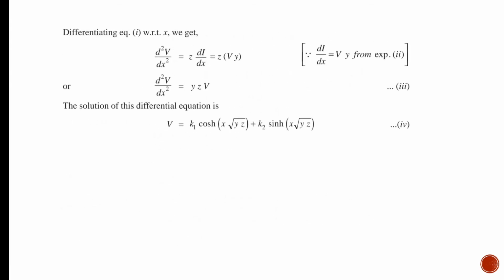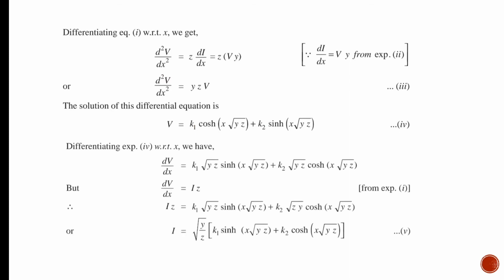Differentiating with respect to x, we get d squared V by dx squared is equal to z dI by dx. Since dI by dx is equal to Vy from the earlier expression, the final result is yz V. The solution of this differential equation is V equal to k1 cosh of x root of yz plus k2 sinh of x root of yz.